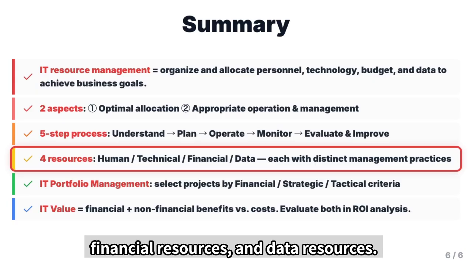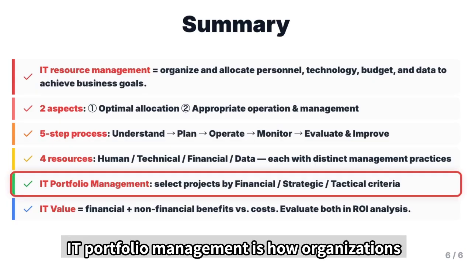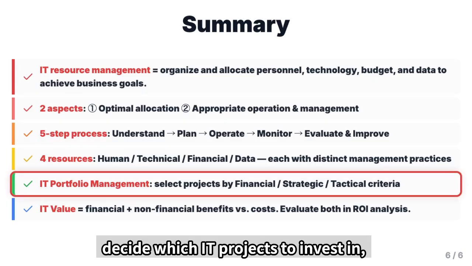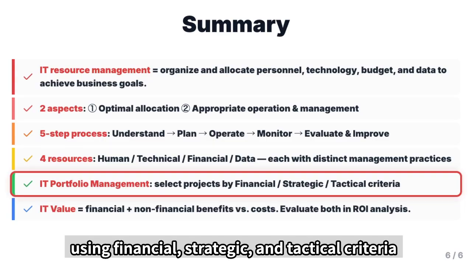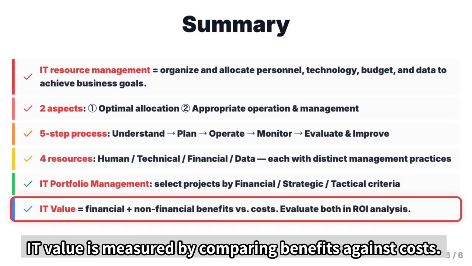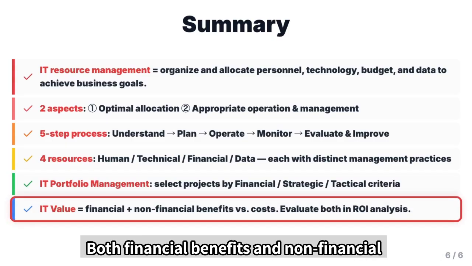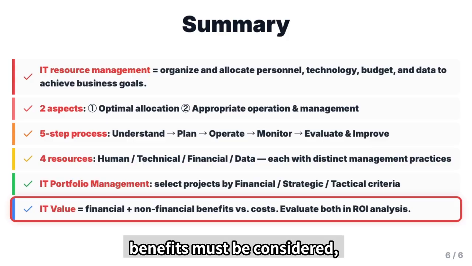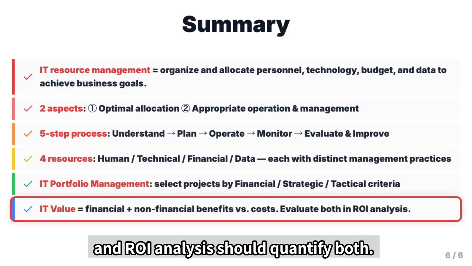There are 4 resource types, each requiring distinct management practices: human resources, technical resources, financial resources, and data resources. IT portfolio management is how organizations decide which IT projects to invest in, using financial, strategic, and technical criteria to make those decisions. IT value is measured by comparing benefits against cost. Both financial benefits and non-financial benefits must be considered, and ROI analysis should quantify both.